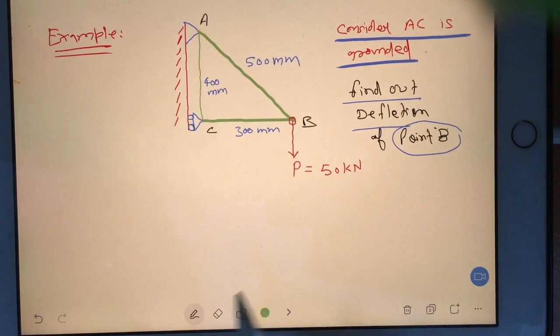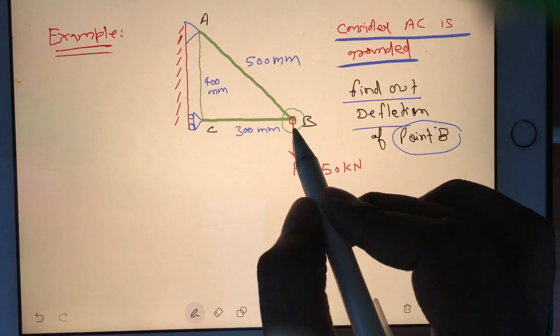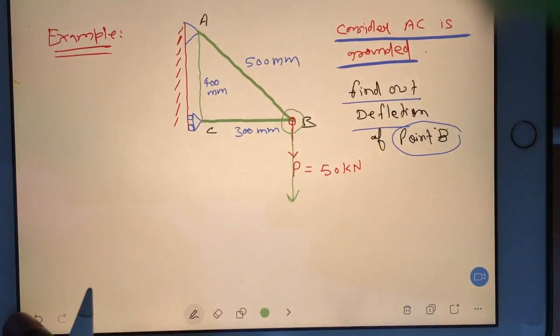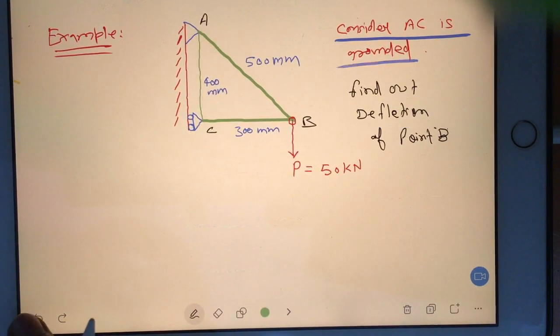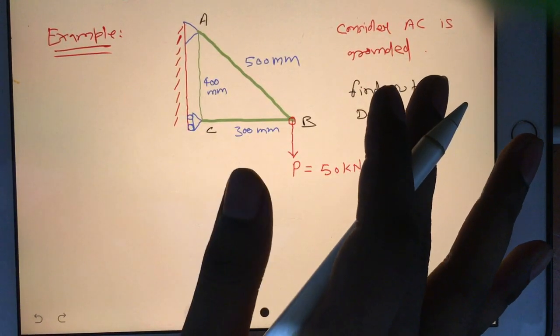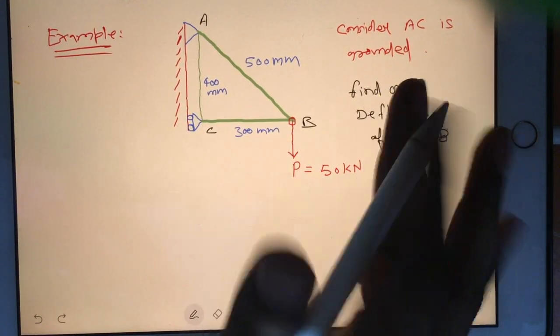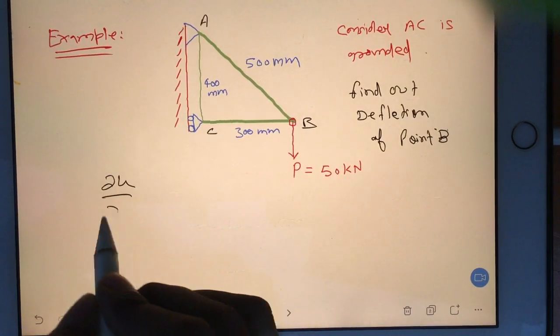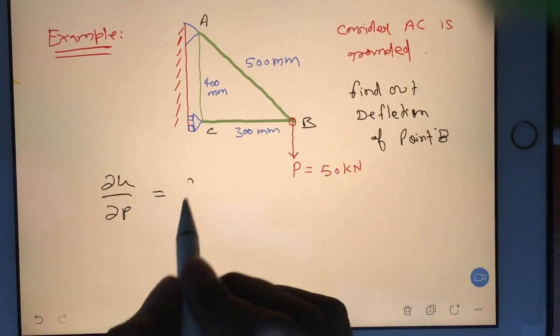So how can you find out the deflection of point B? You can see here, this is point B. So this point B will go down. So how to find out the deflection? For that, we have to apply Castigliano's theorem. What is the theorem? Dou U by dou P is equal to del.